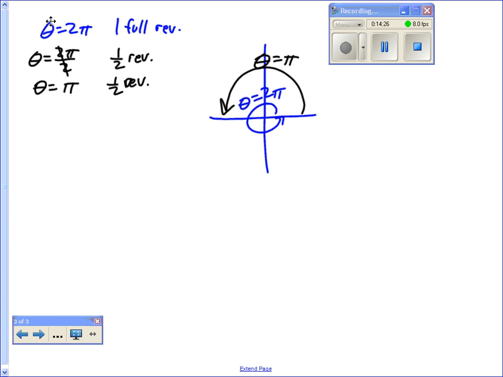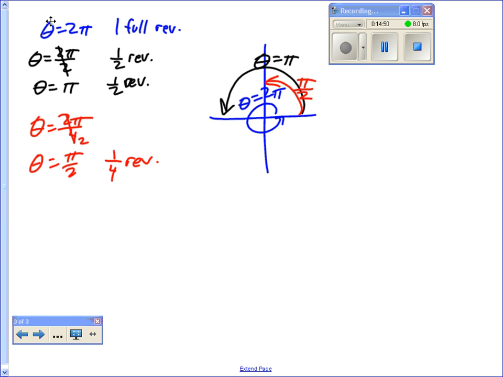What about for a fourth of a revolution? A fourth of a revolution, so 2 pi divided by 4, right? Oh, that's pi halves. So that's a fourth revolution. In other words, 90 degrees. So if you go right to there, pi halves.